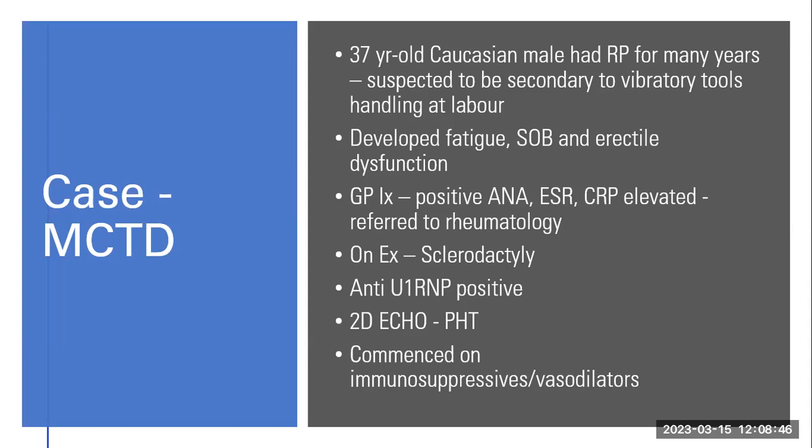Later on, he started to notice fatigue, shortness of breath, and he had erectile dysfunction. When he presented to the GP, the GP detected elevated inflammatory markers, and then did antibodies, where the ANA was positive in high titers. So then he was referred to rheumatology. On examination, he had very subtle thickening of the skin on his fingers, like mild sclerodactyly. When we did anti-U1 RNP, it was positive, and the 2D echo revealed pulmonary hypertension. Then he was diagnosed as mixed connective tissue disease and commenced on immunosuppressives and vasodilators.